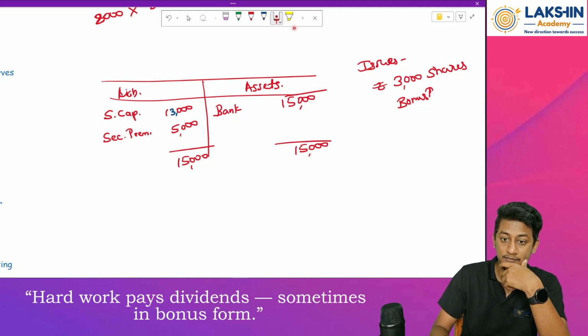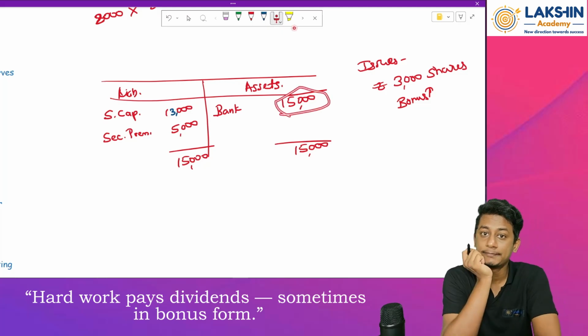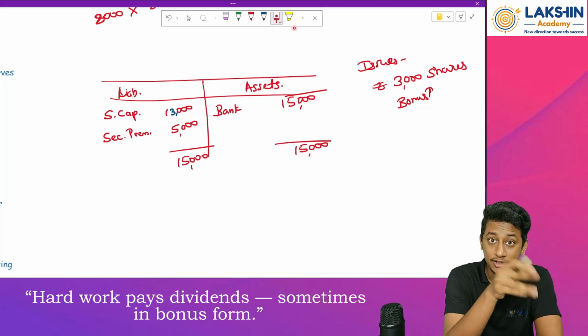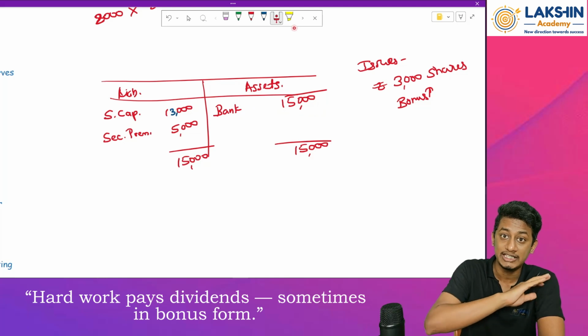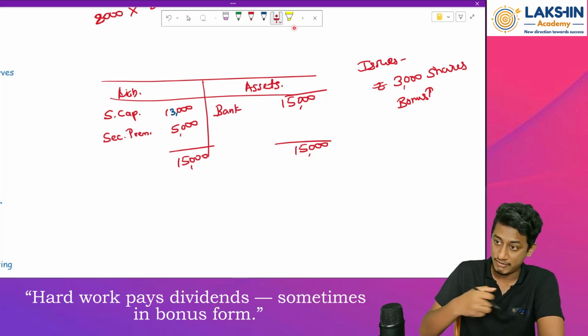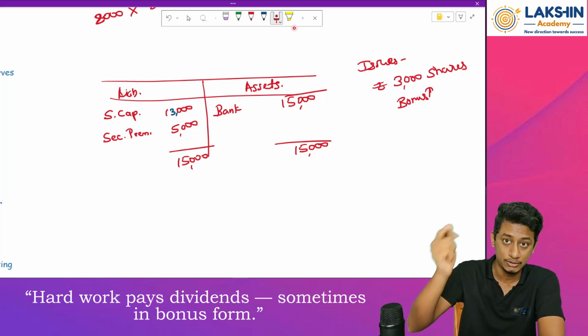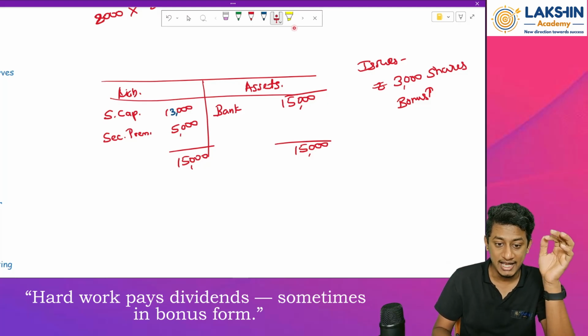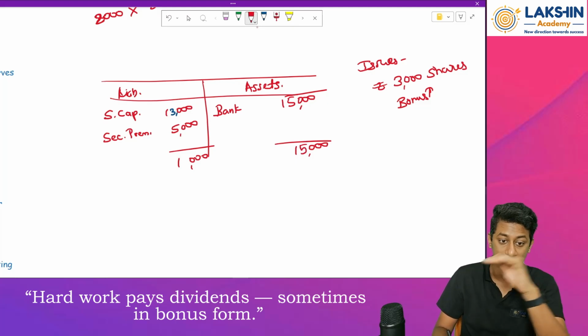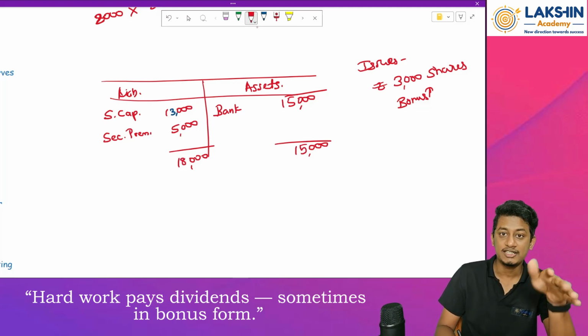But will I receive anything in the bank? No. I won't receive anything in the bank. Why? Because we know that bonus shares are issued free of cost. That means from the shareholders I won't be receiving any money towards bonus shares. Whatever shares are being allotted by the company to the shareholders are free of cost. So then will my balance sheet tally? Check. On the asset side we have 15,000, but on the liability side we have 18,000. Is my balance sheet tallying over here?